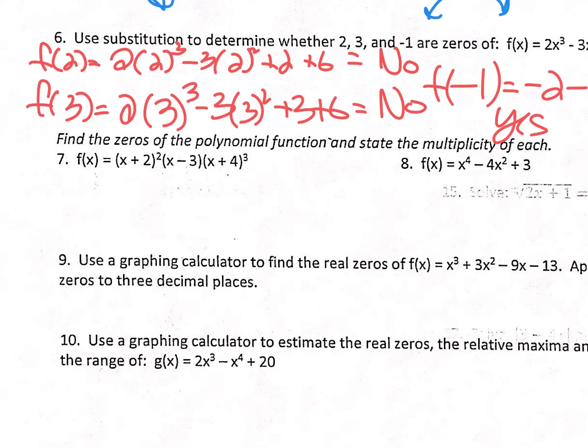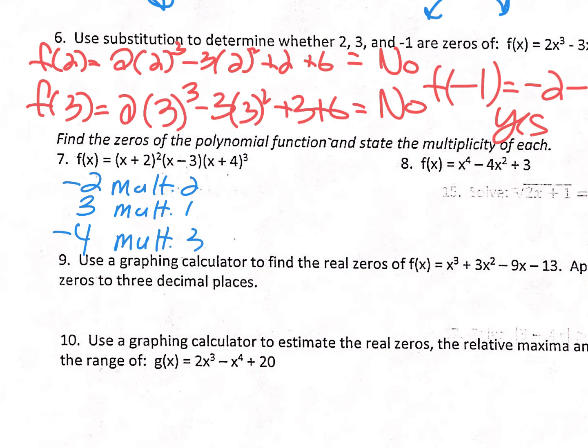Number 7 says find the zeros and state their multiplicities. The zeros on this are negative 2, positive 3, and negative 4. Negative 2 has a multiplicity of 2 because the exponent's 2. 3 has a multiplicity of 1 because it has exponent 1. Negative 4 has a multiplicity 3 because it has an exponent of 3. That's all you got to do on that one.